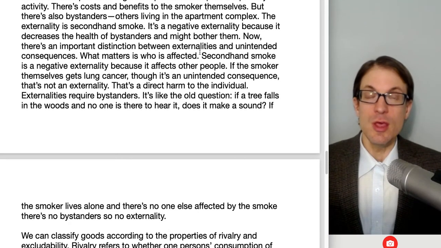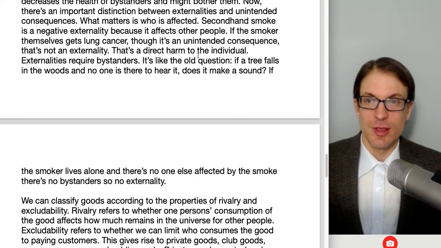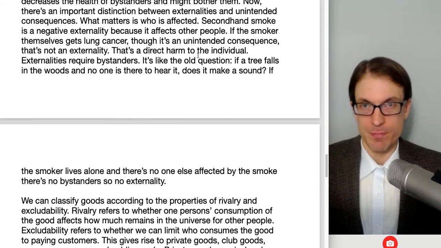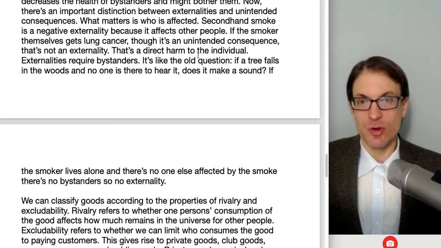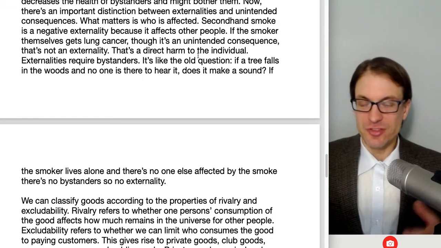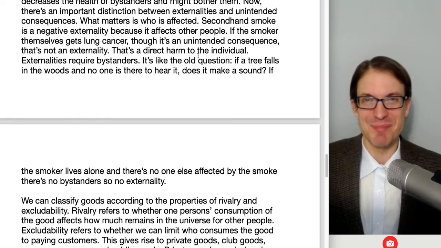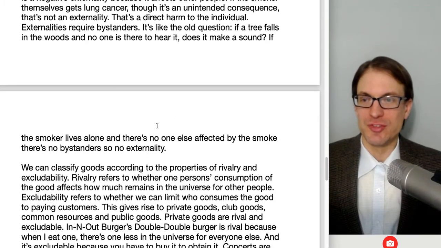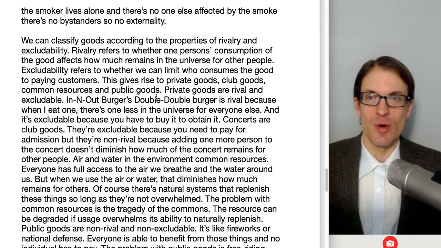There's an important distinction between externalities and unintended consequences. What matters is who is affected. So secondhand smoke is a negative externality because it affects other people. Now, if the smoker themselves gets lung cancer, though it is an unintended consequence, it's not an externality. We would just call it a direct harm to the individual. Externalities require bystanders. It's like the old question, if a tree falls in the woods and no one's there to hear it, does it make a sound? You have to have somebody there to hear the sound, which would be the externality. All right, so if the smoker lives alone and if there's no one else affected by the smoke, then there are no bystanders, so there's no externality.